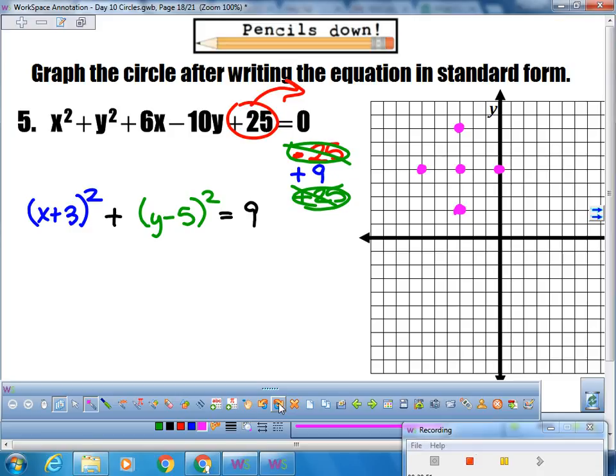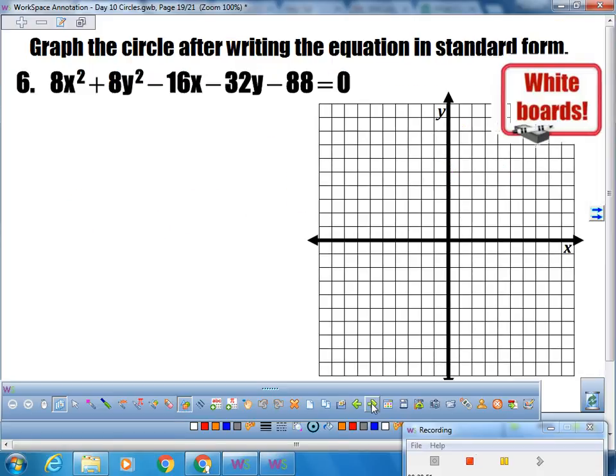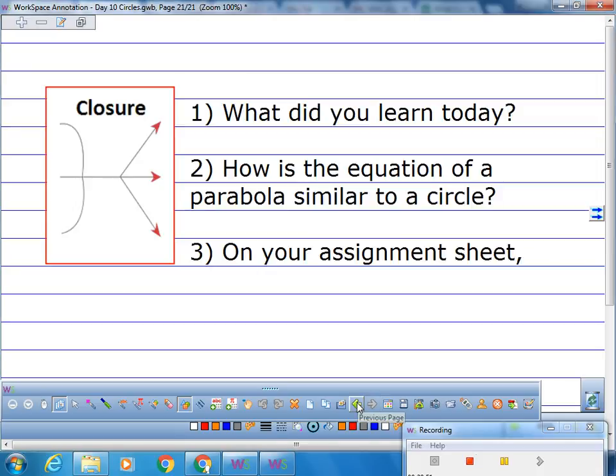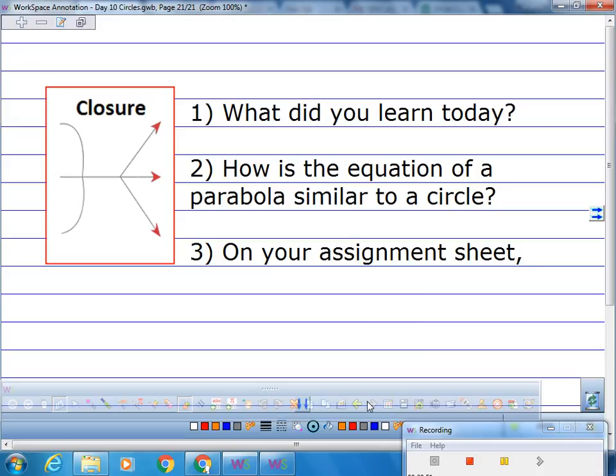Yes. Okay. So you guys ready for your homework? Let's see if I have anything else in here for you. We're good. Okay, so what did you learn today? You guys learned how to graph circles? How about you now have a general understanding of the equation of a circle, right?